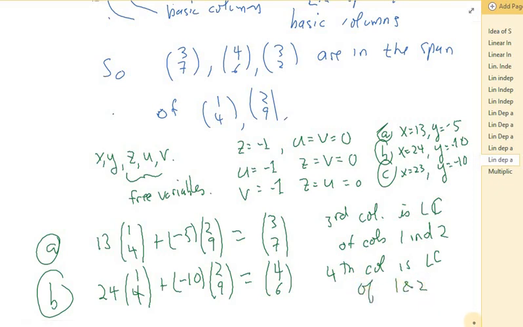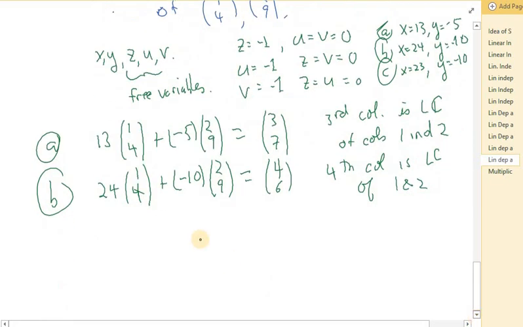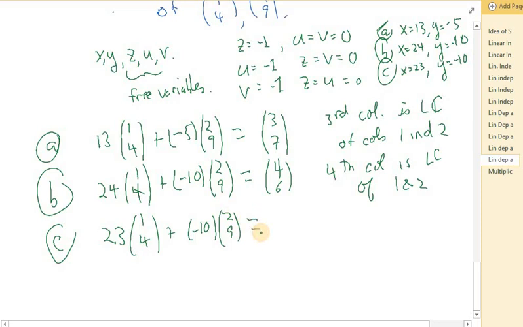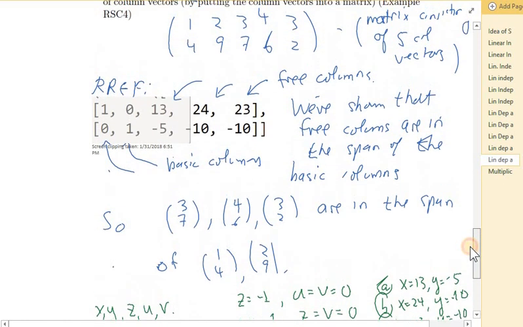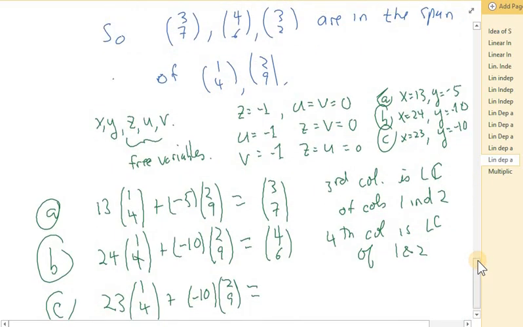Okay, then we can do part C. Part C was 23 and minus 10. Part C says 23 times 1, 4 plus minus 10 times 2, 9. And that should be equal to the last column. Last column was 3, 2. Remember, we're looking at the original columns of the original matrix, so this is equal to 3, 2. And you can verify that this also works. So this is the fifth column.